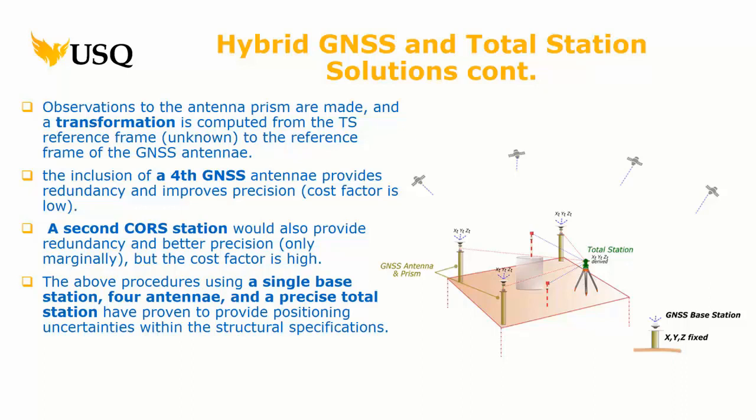Okay, the second CORS station also provides redundancy. Now that never used to be an issue, but now we're getting so many CORS stations that you're setting up a base station and using a CORS station as well as an auxiliary baseline, right? You're improving the precision.